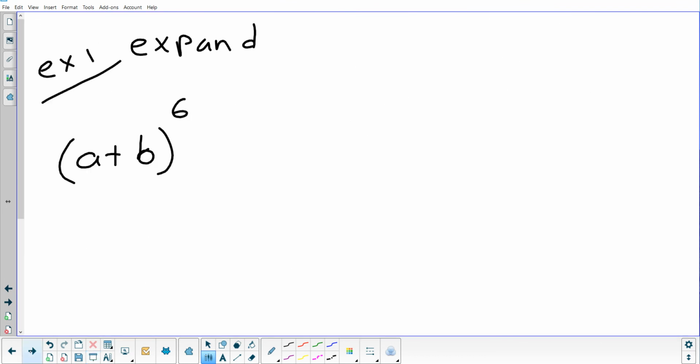Right, so let's try a plus b to the 6th. Let's start with the variable. What's the power on a going to be first? 6. 6. And the power on b? 0, so it's not even there. What's the next power on a? 5. Power on b? 1. Leave a little room because you got to put the coefficient in there.